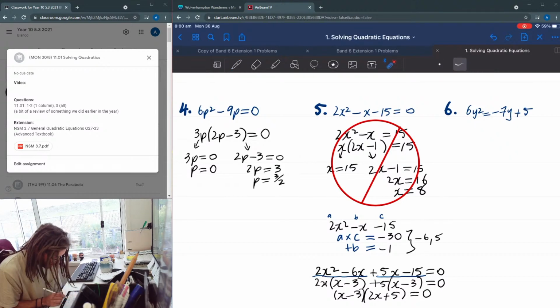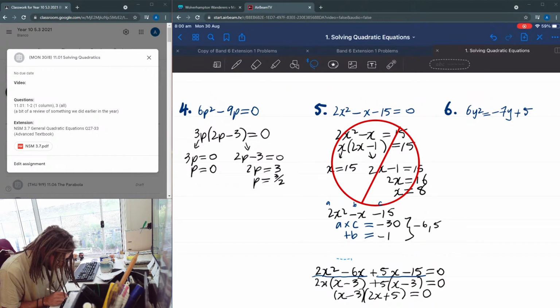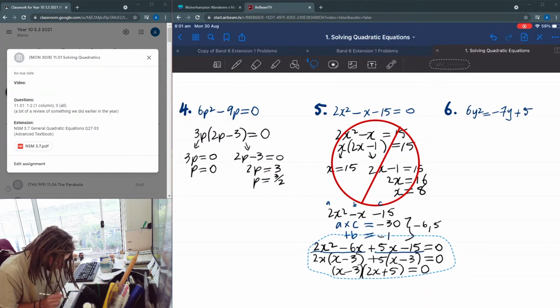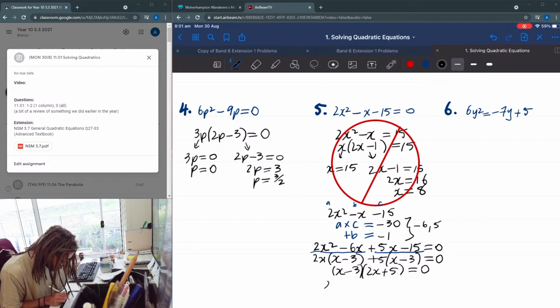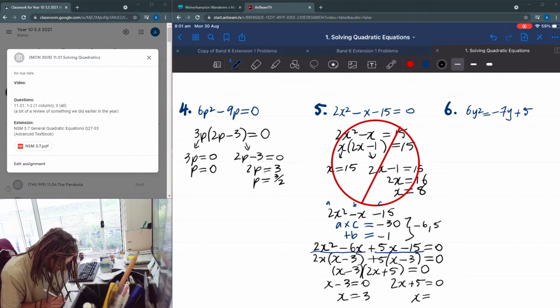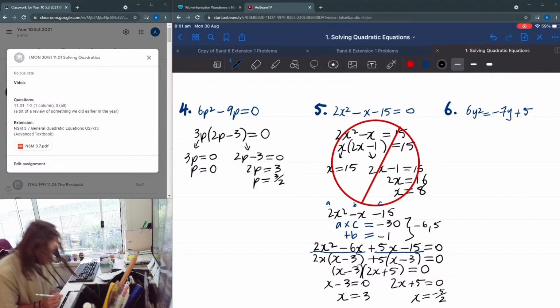So I can go, okay, well that equals 0, and then that equals 0. I feel like I've just thrown a lot at you, but it should all be revision. So that means x minus 3 equals 0, and 2x plus 5 equals 0, x equals 3, x equals minus 5 on 2, one step.